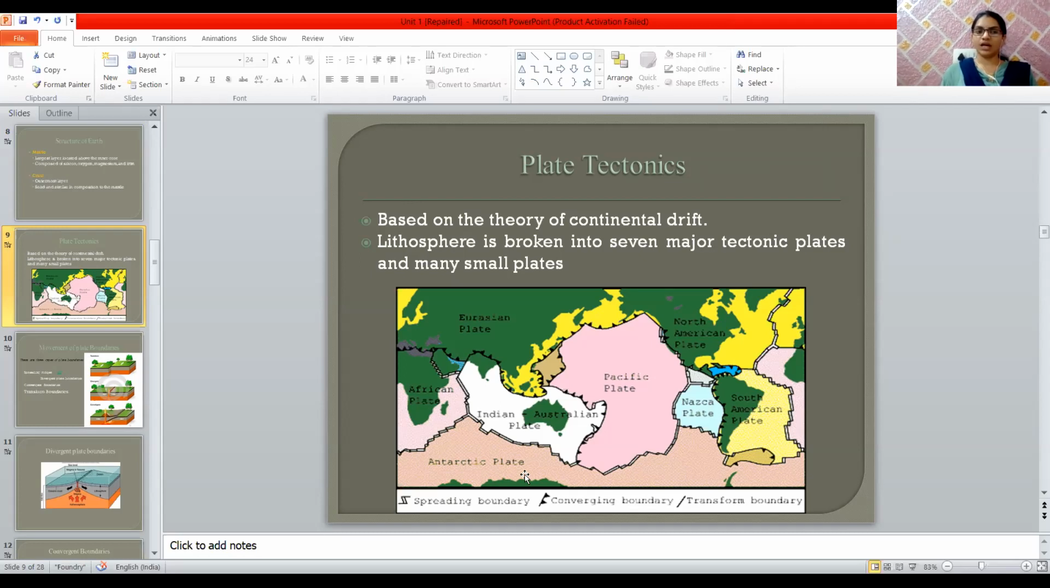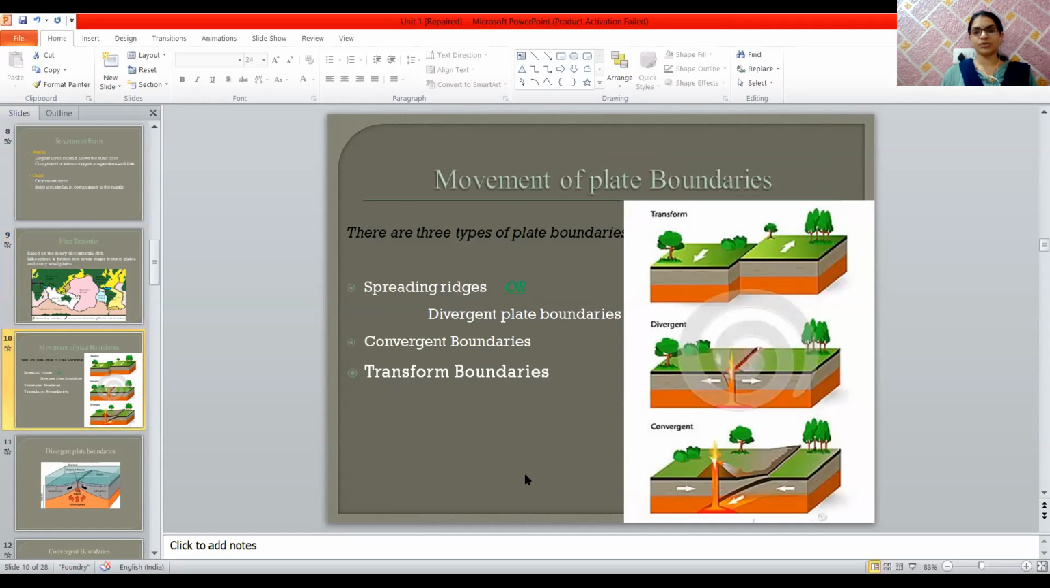Okay, now let us discuss plate boundaries. These are the three types of boundaries. First is the divergent plate boundary. Next are convergent and transform. See divergent in this diagram. In a divergent boundary, two tectonic plates move in opposite directions.